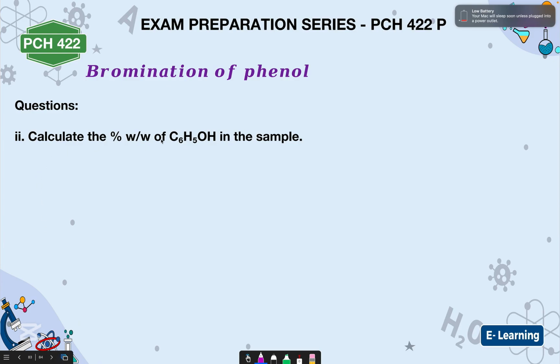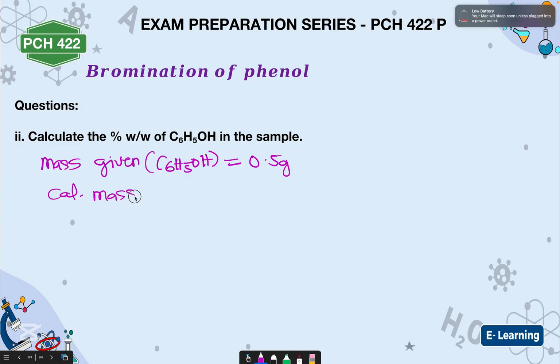The next is calculate percentage weight by weight of this one. Now, the mass of phenol given, that is mass of phenol given for C6H5OH, is equal to 0.5 gram. Calculated mass: how do you get the calculated mass? Calculated mass is equal to milli equivalent times titer value.